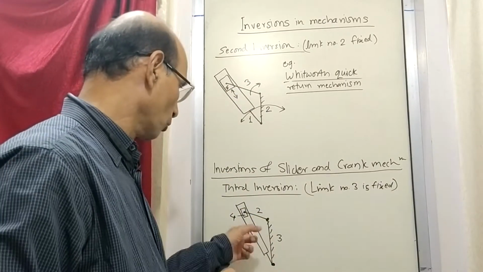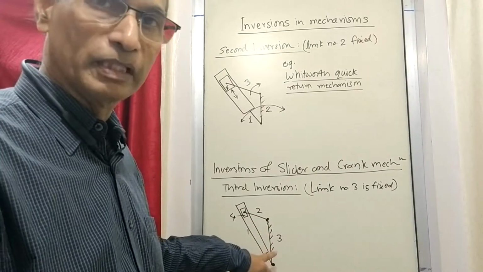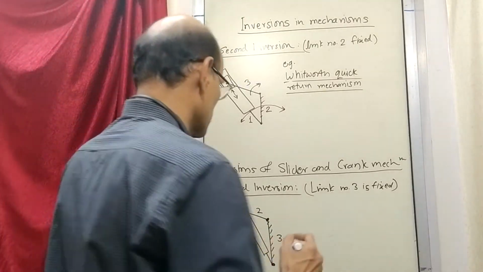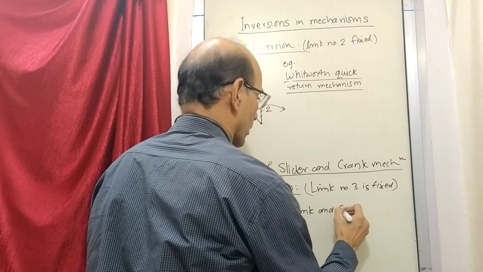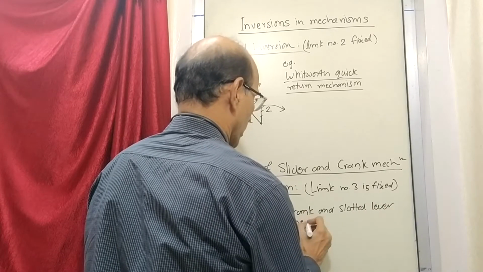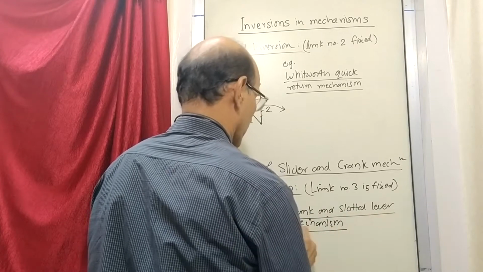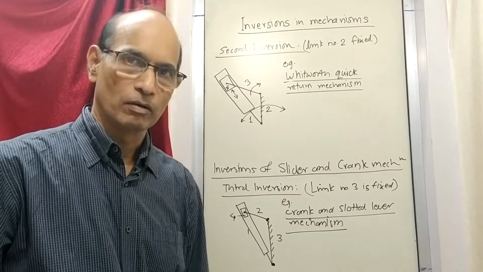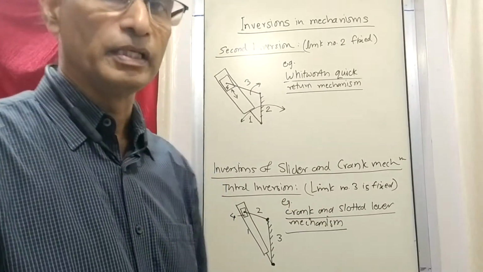So 2, 3, 1 and 4. And this is longer than 2. So this is called link number 3, which is fixed. And you are getting something similar. This is called the crank and slotted lever. This crank and slotted lever mechanism is an example of third inversion where link number 3 is fixed.